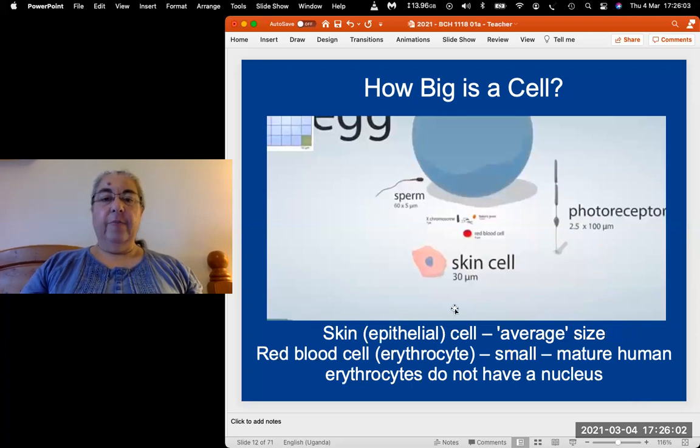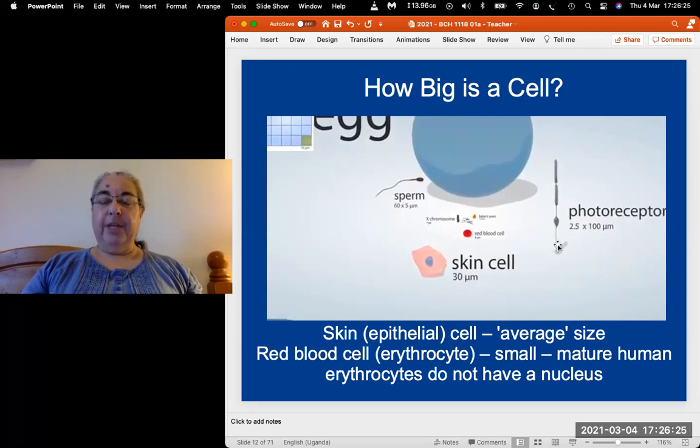Zooming in even more, we can see a skin cell. So this is about 30 micrometers across. Here's the human egg again. So we've zoomed in, so it's looking bigger. There's the egg, and here is the sperm that will fertilize this egg, much, much smaller.